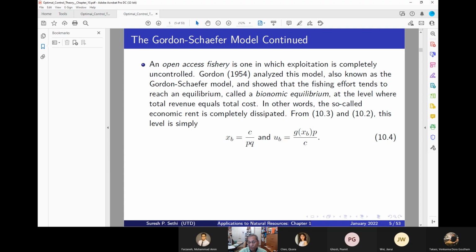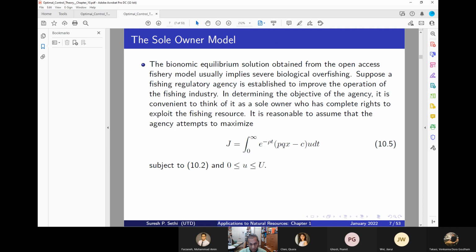So we are going to find the optimal biomass and the control that is required to maintain that optimal biomass. So there will be an optimal solution. So let's go with it. That's our objective function. That's our constraint. And we already have the state equation, which is 10.2.